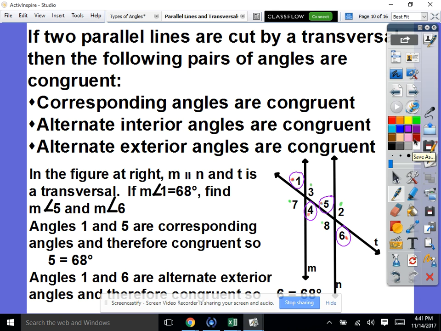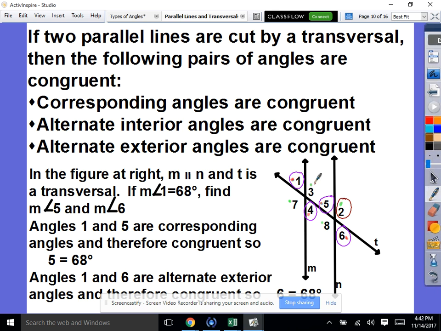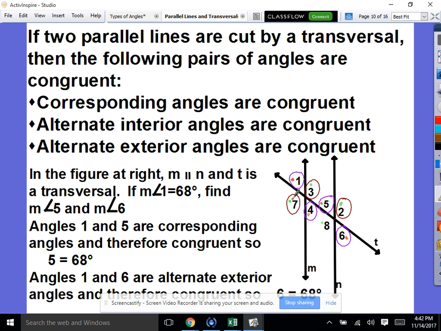Let's do the other one, that color. Then 2, 3, 7, and 8 all have the same measure. So when you have parallel lines cut by a transversal, you have 2 different measurements. It will be the measurement given, and since they form a straight angle, to find the other measurement, you would say 180 minus the measurement given.